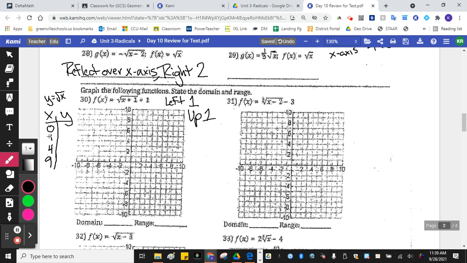0. Square root of 0 is 0. Square root of 1 is 1. Square root of 4 is 2. Square root of 9 is 3. You can plug in any points. You have to start with 0, though. You can use your decimals. But these are the ones you get nice whole numbers with.